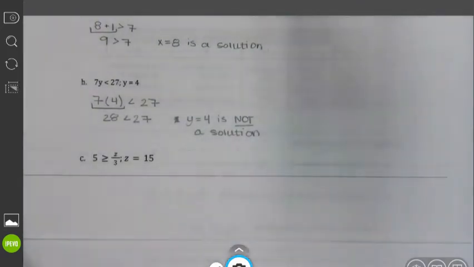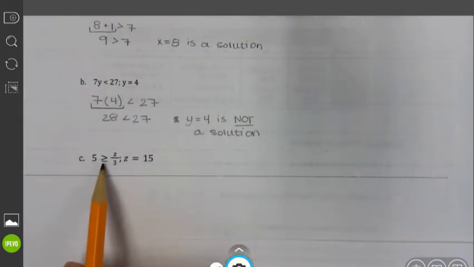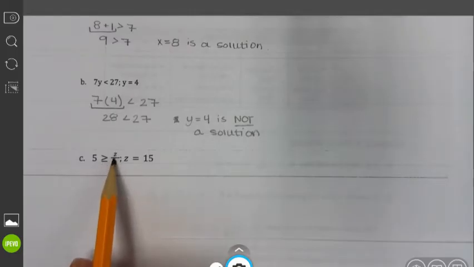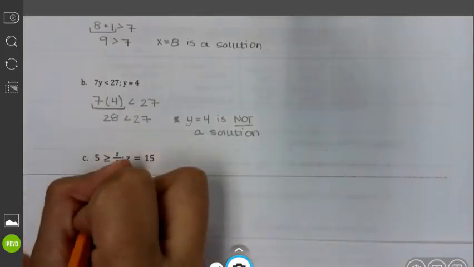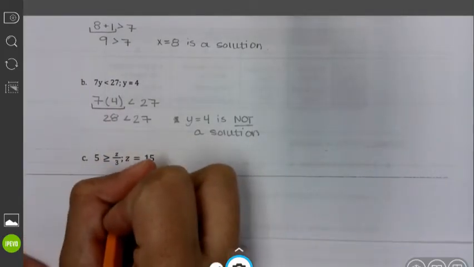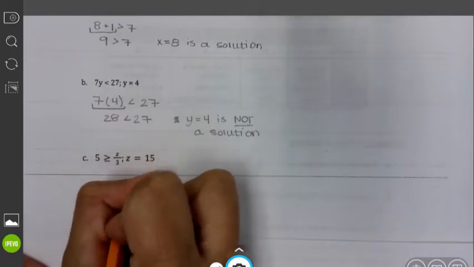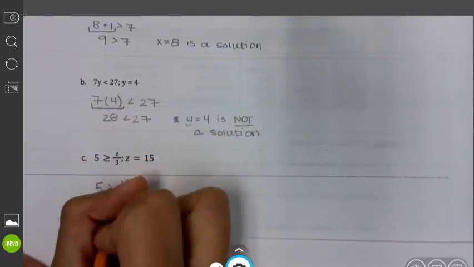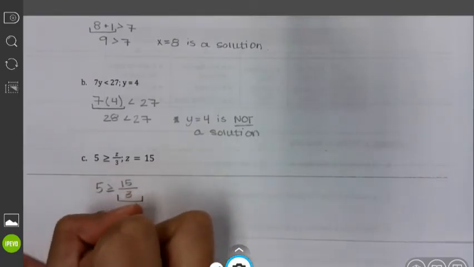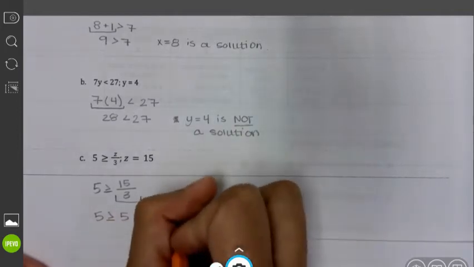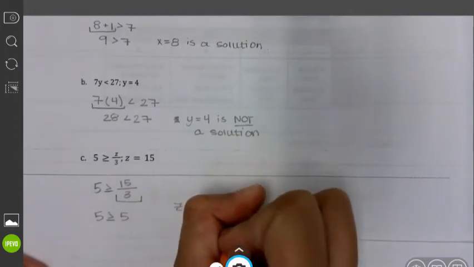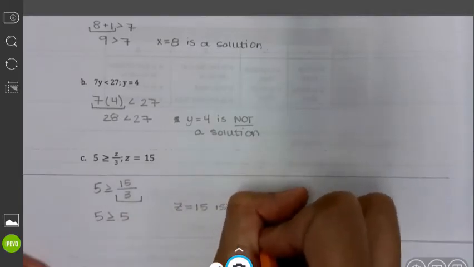Okay, next problem. 5 is greater than or equal to z divided by 3. We want to see if z can equal 15. So I'm going to rewrite this whole inequality, but replace z with 15. I'm going to simplify this side. 5 is greater than or equal to 5. The or equal to piece makes this true. Therefore, z equals 15 is a solution.